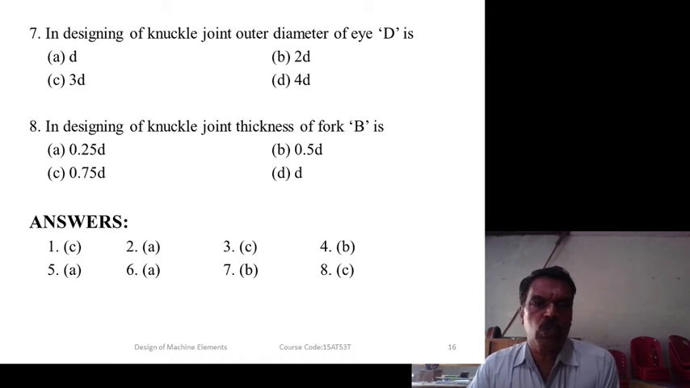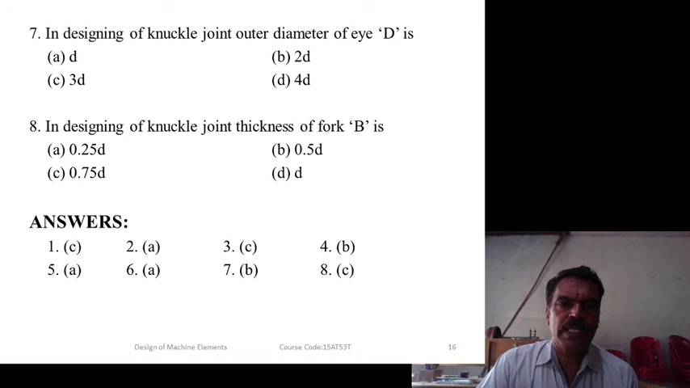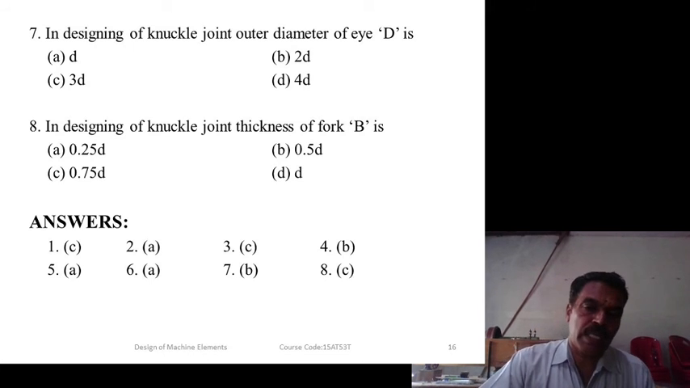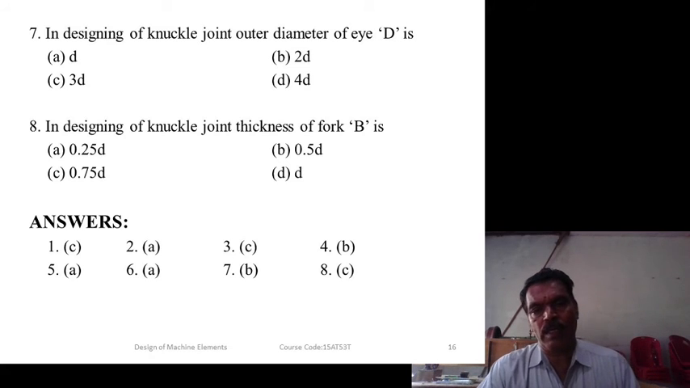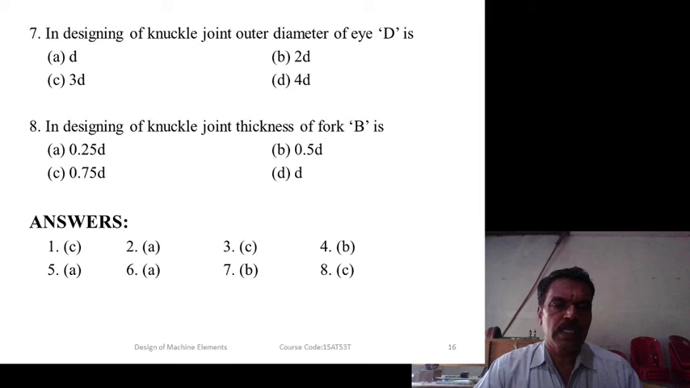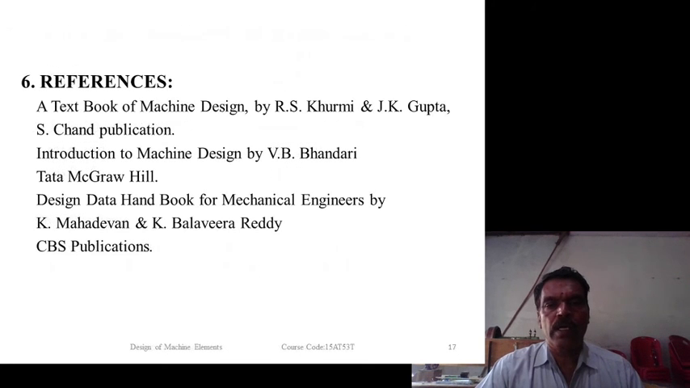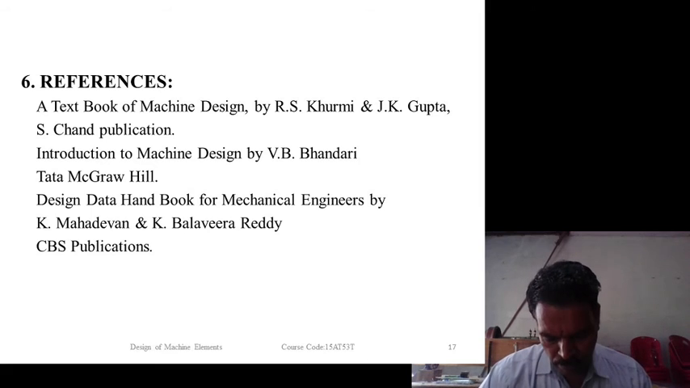Okay, so next, last question is, in designing of knuckle joint, the thickness of the fork B. So which is the right answer? First is 0.25D, 0.5D, third one is 0.75D, and last answer is D. But the right answer for this question is 0.75 times D. So here answers are also given in this PPT. Now you can select the answers and practice all these multiple choice questions, because these are very important for your theory part.